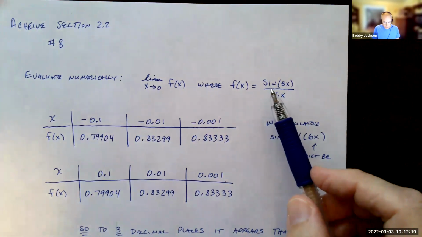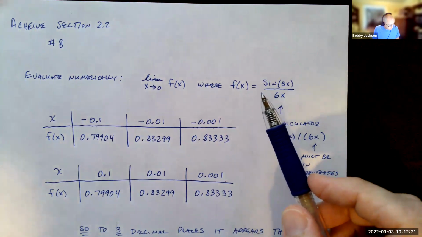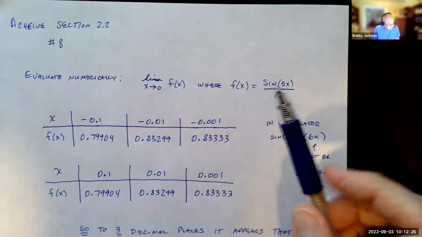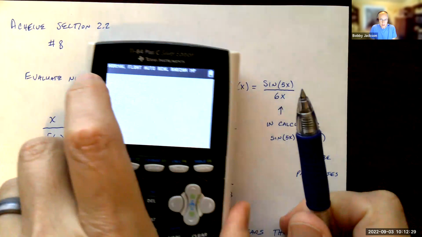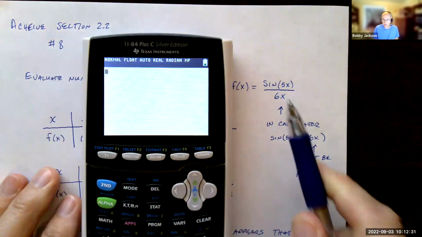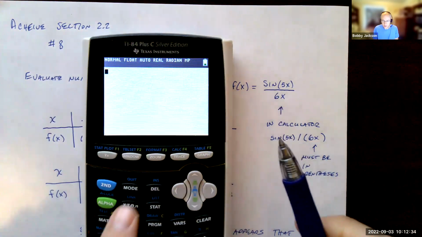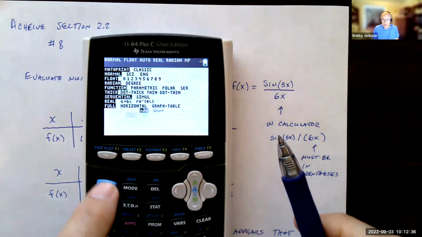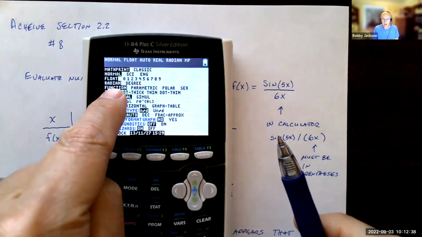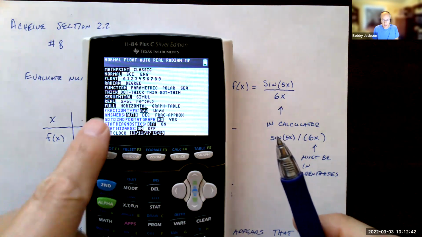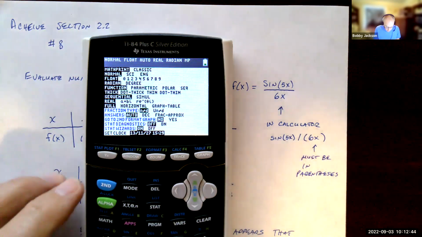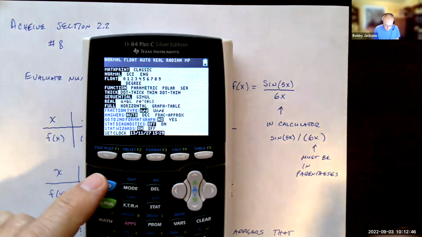Number one, we've got a trig function. So when we go to the calculator, we need to, let me clear this out. We need to be in what mode when we're dealing with trig functions? We need to change our mode to radian mode. So if that's not highlighted, you need to move down there and hit enter and highlight that radian. So you need to be in radian mode when you're dealing with trig functions.